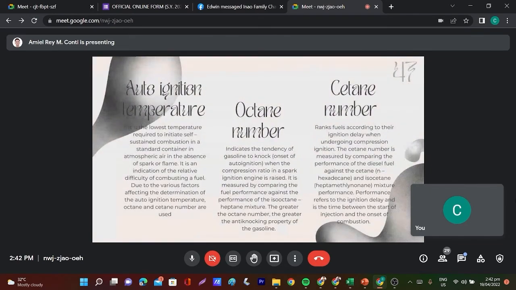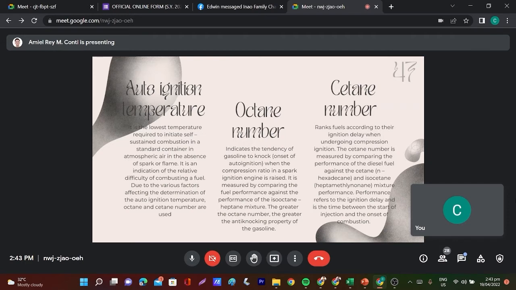Auto-ignition temperature. It is the lowest temperature required to initiate self-sustained combustion in a standard container in atmospheric air in the absence of spark or flame. It is the indication of the relative difficulty of combusting a fuel. Due to the various factors affecting the determination of the auto-ignition temperature, octane and cetane numbers are used. Ito po yung the lowest temperature para po mag self-combust po yung fuel.